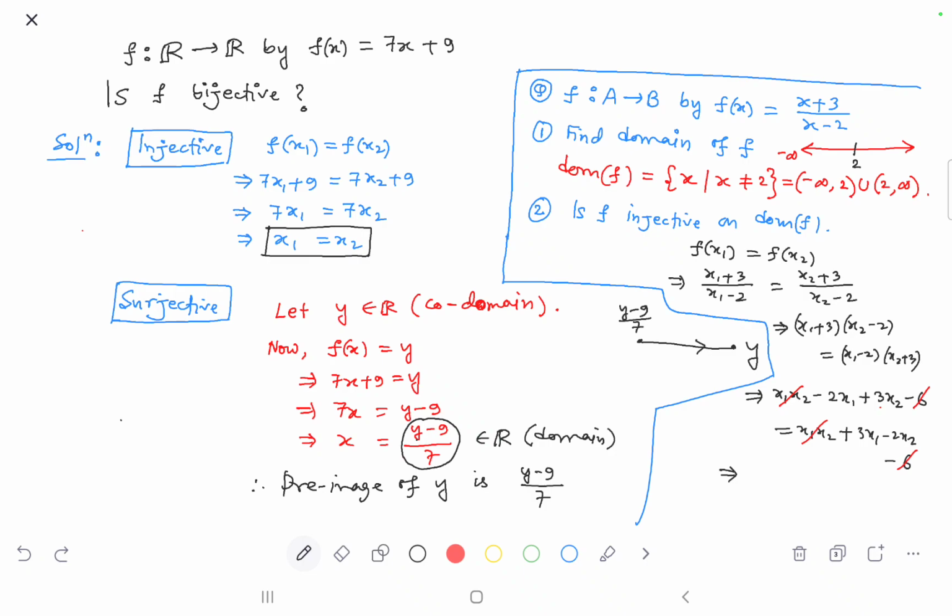Yeah, x1 is equal to x2. Very good. So it is injective, right? It is. Nice. Okay. Good. Good. Good. Now tell me one thing.